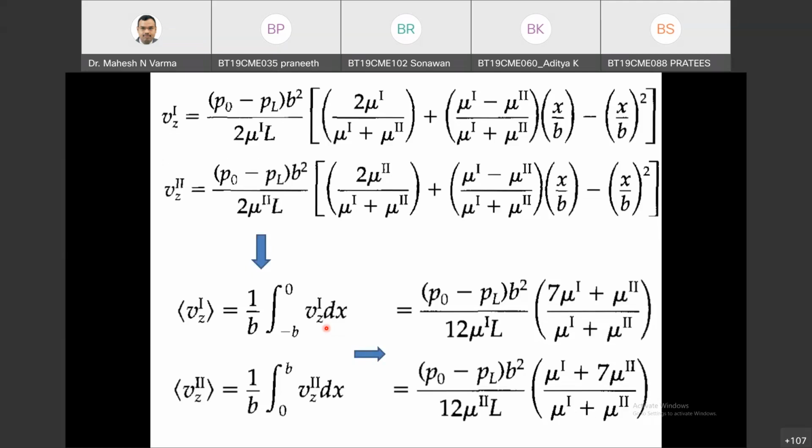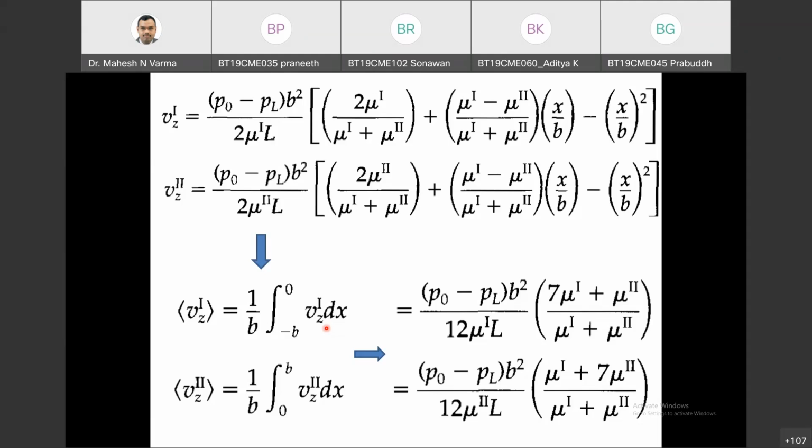So now you can calculate the volumetric flow rate, and the mass flow rate. How to calculate mass flow rate using average velocity? Roll number 45, Prabodh. Multiply by the area and the density. For phase 1, what will be the mass flow rate? Rho1 into the average velocity Vz1, multiplied by the area, which would be W into b.